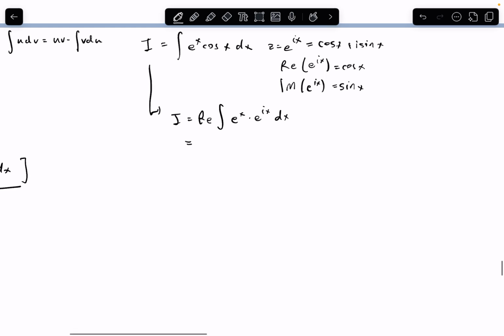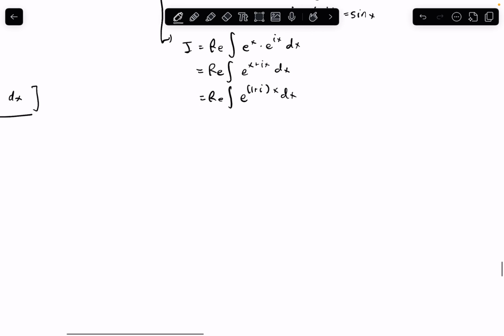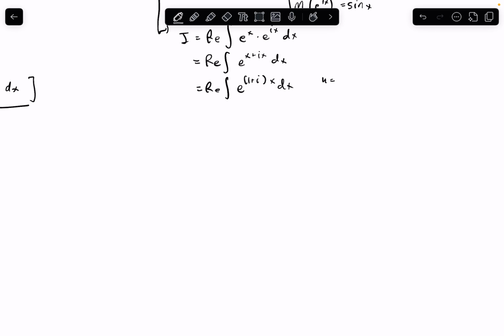Now, obviously, we can simplify and say e to the x plus ix dx, which is equal to the real part of the integral of e to the (1 plus i)x dx. And then from here, we can just do a quick u substitution. u equals (1 plus i)x. So then u over 1 plus i is equal to x. And then we get dx is equal to 1 over 1 plus i du.